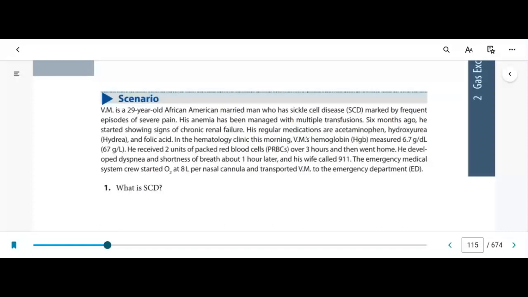You got this guy with some chronic renal failure happening. He got the 2 units. He started feeling shortness of breath. So it kind of walks like some fluid volume overload and kind of talks like some fluid volume overload, right? Okay, so our friend has got dyspnea, shortness of breath an hour after this transfusion. The EMS crew got him on some messed up nasal cannula.